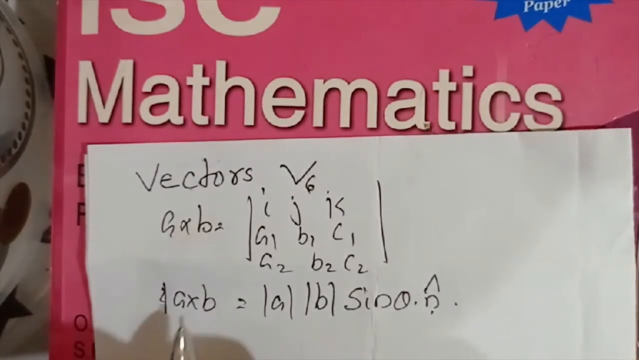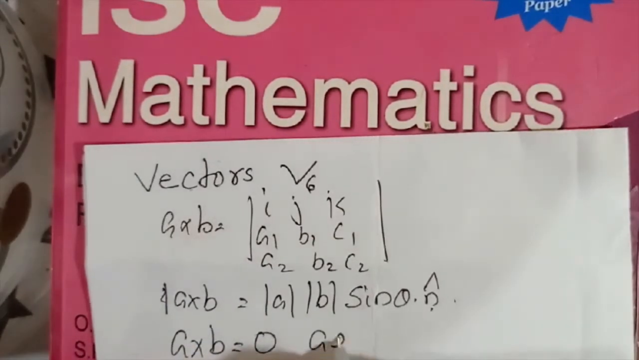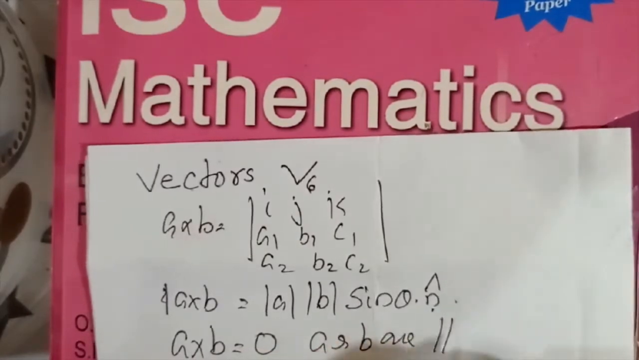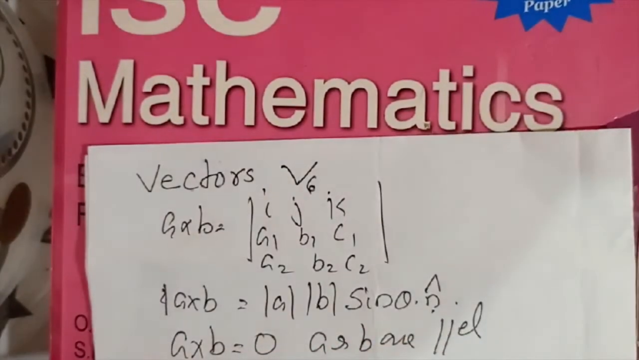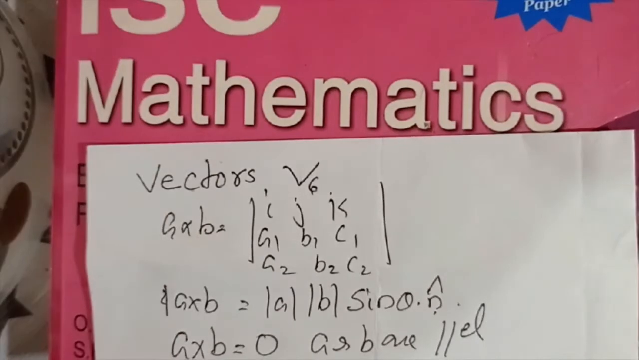Now, the second term: if A cross B is equal to 0, it means A and B are parallel vectors. Then how can you prove that two vectors are parallel? To show that the determinant ijk, A1 B1 C1, A2 B2 C2 is equal to 0.